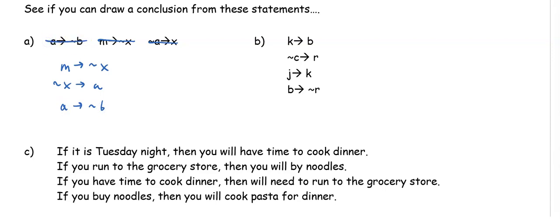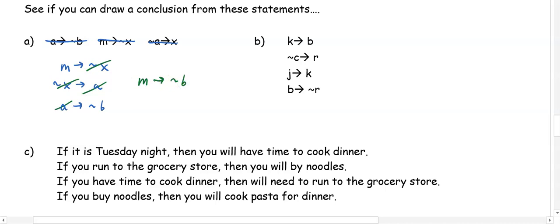Now, there's some letters that repeat. So just like Lisa being taller, we can cross those letters out and we are left with M to not B. Or if we wanted to switch the order, our contrapositive, we would have B to not M.